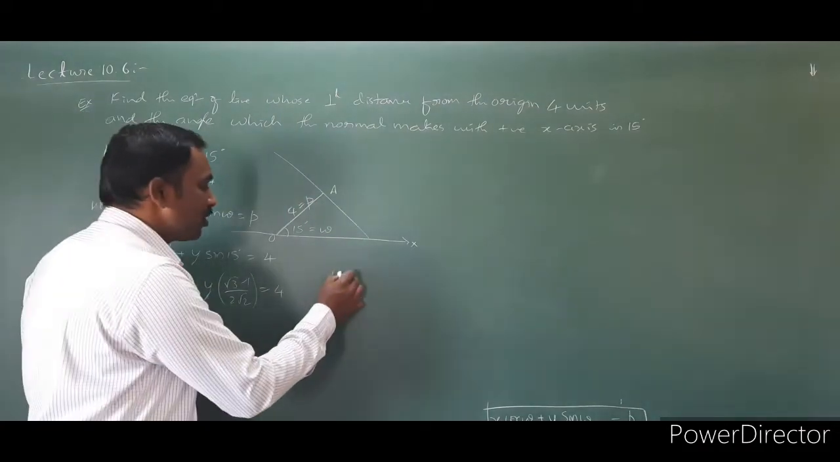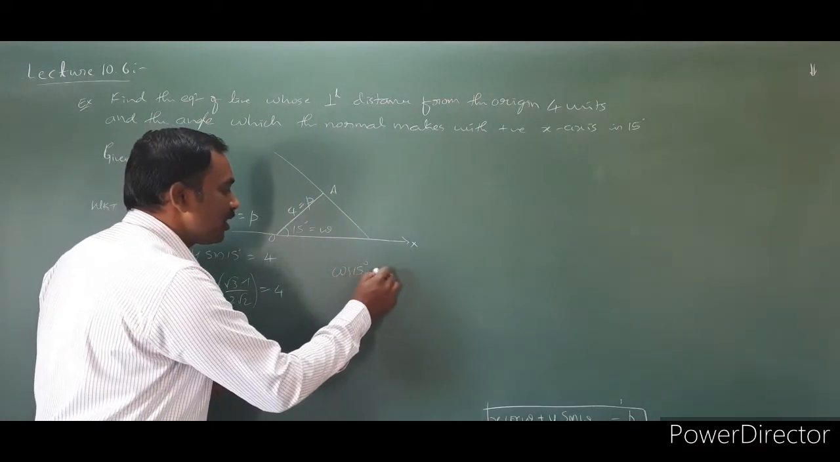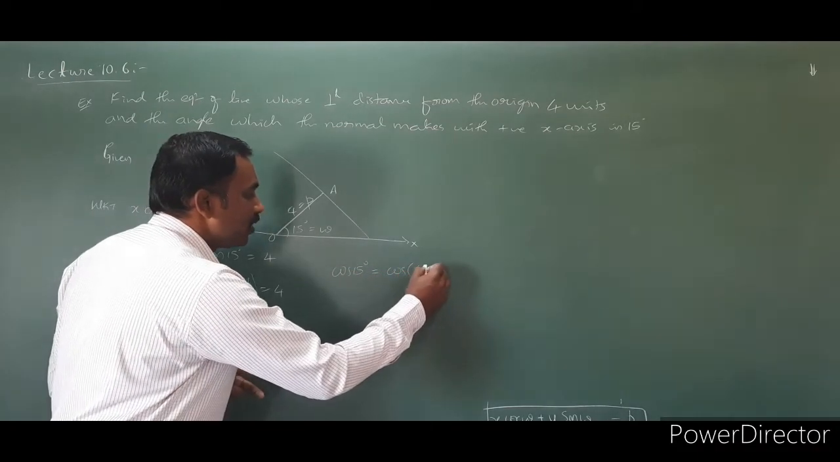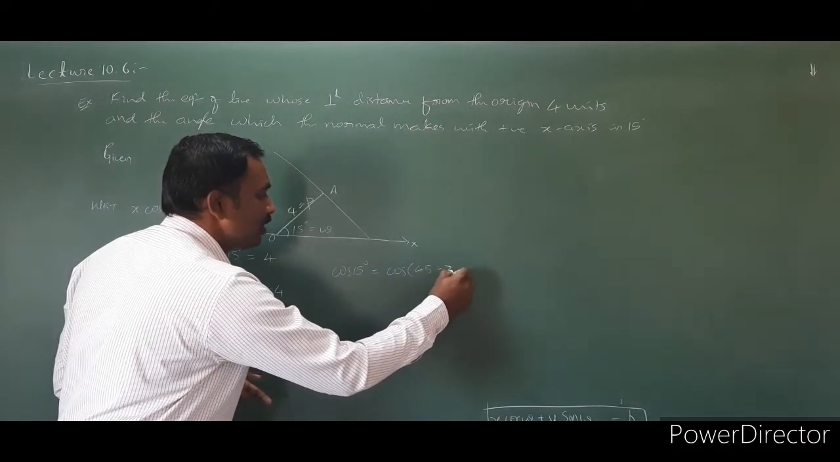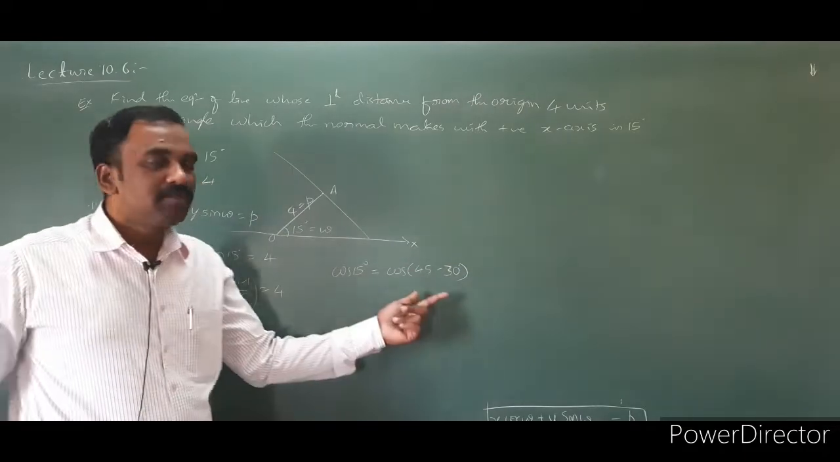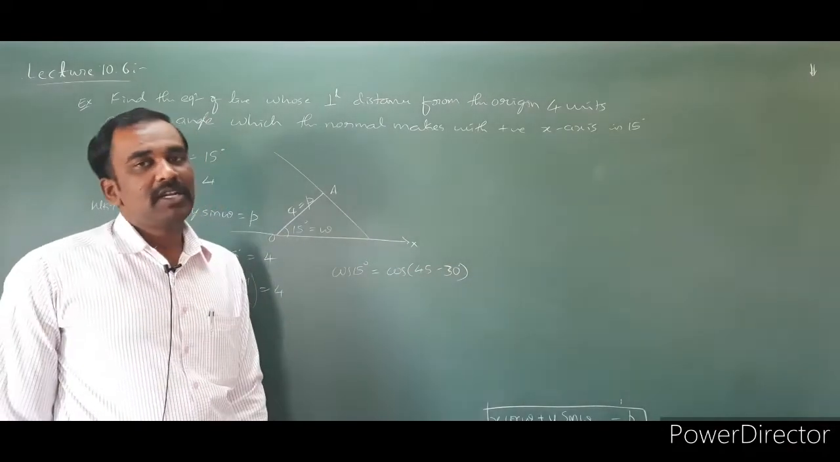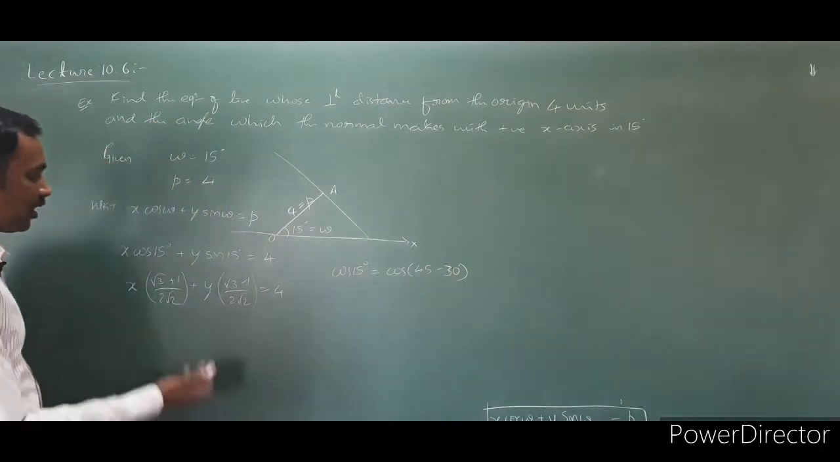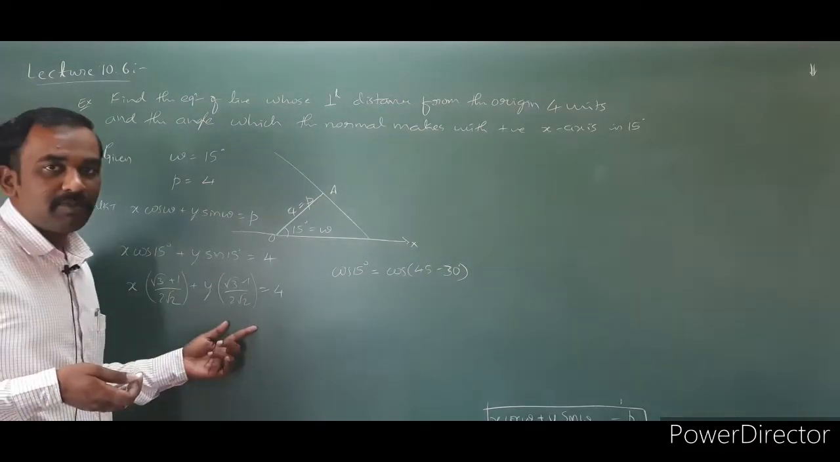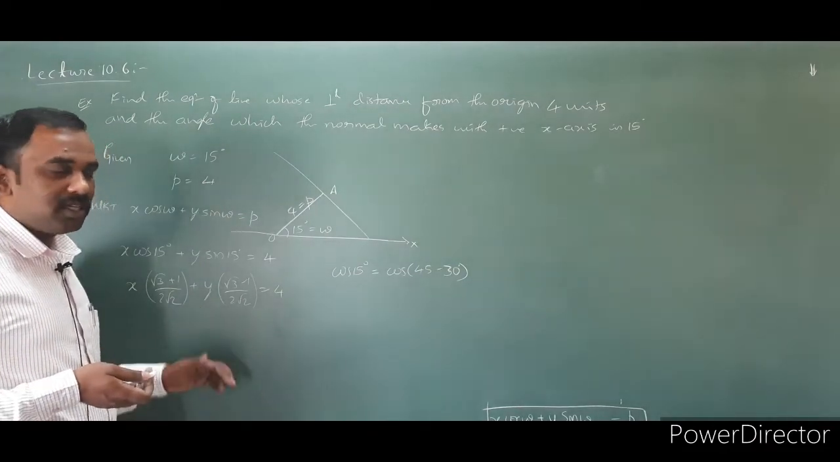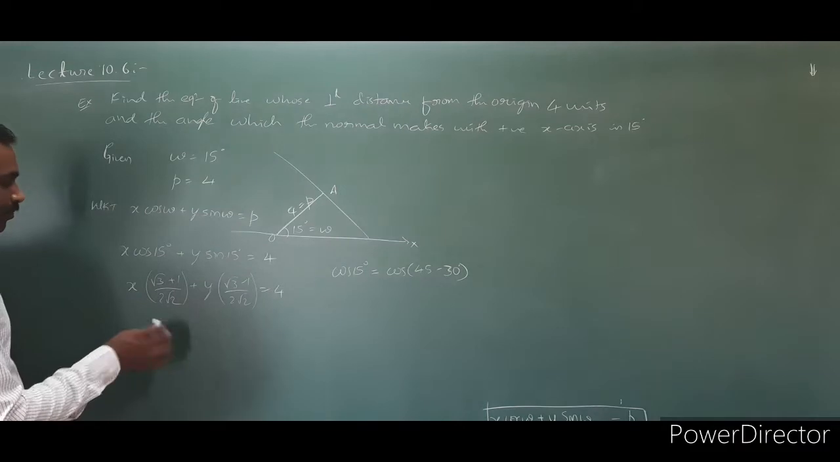If you are not able to remember this, how do you find cos of 15 degree? Cos of 45 minus 30 degree. Use the cos of A minus B formula, simplify, and we will get the answer. I think you people already solved the CET bits also, so you must and should remember this formula.